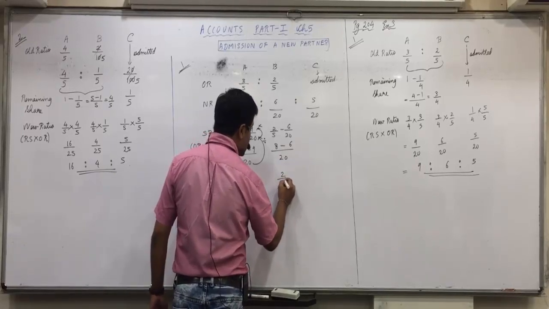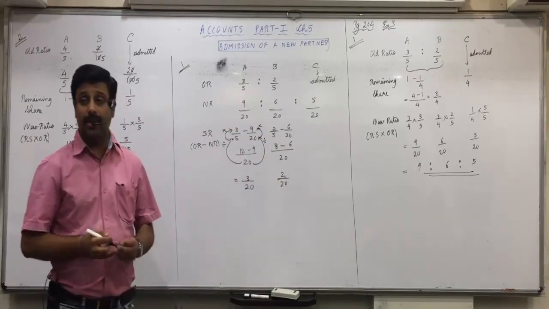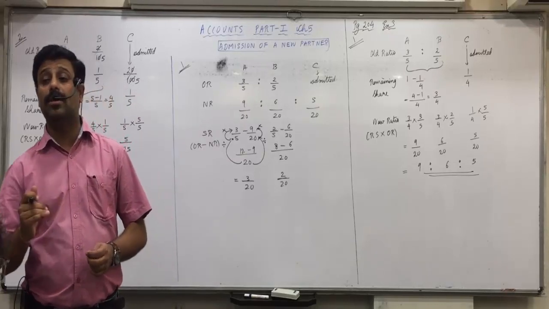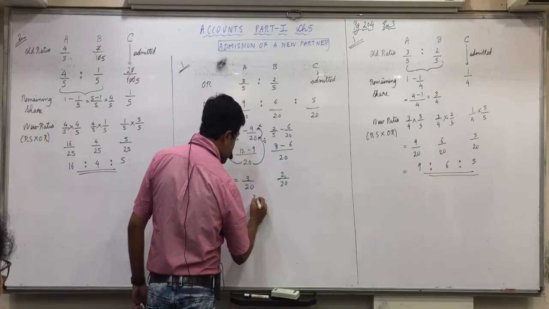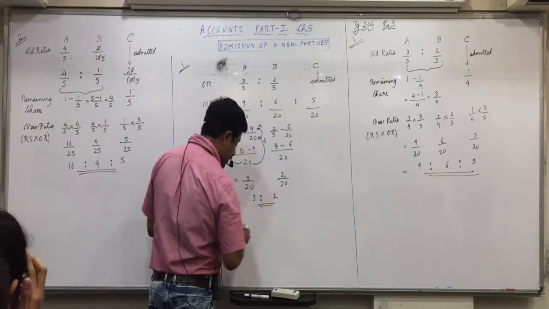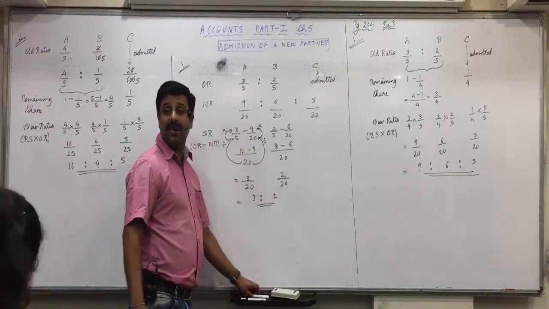2 by 20. Now, I discussed this in the last chapter also, 4th chapter. If you want to express the ratio, then remove the denominator. What is the ratio? Understood that, everyone? This is how we find sacrifice ratio.